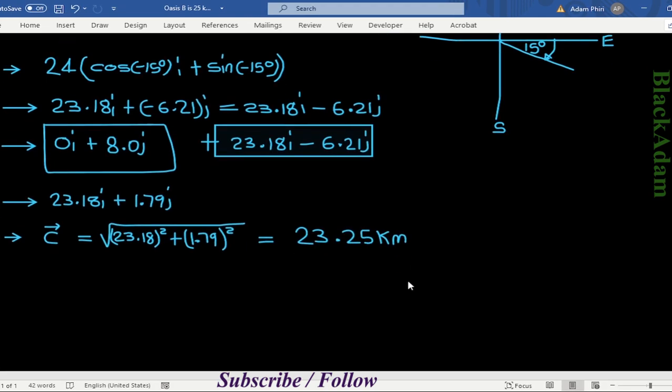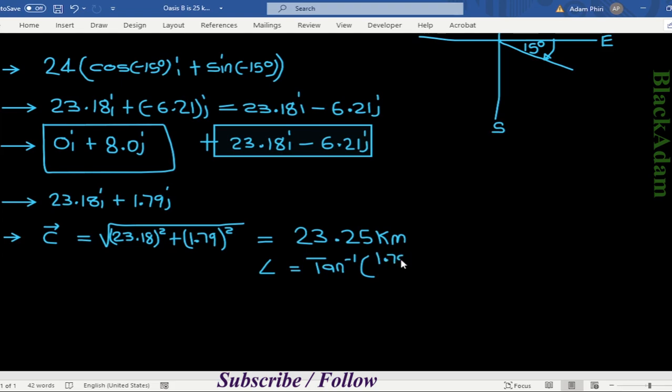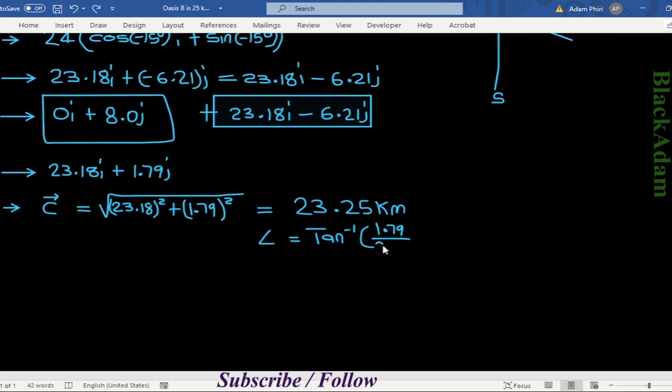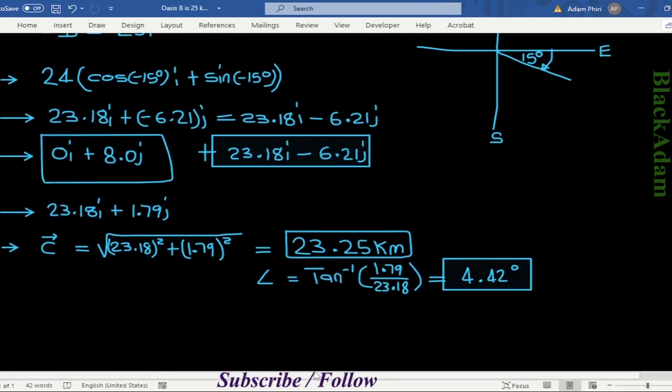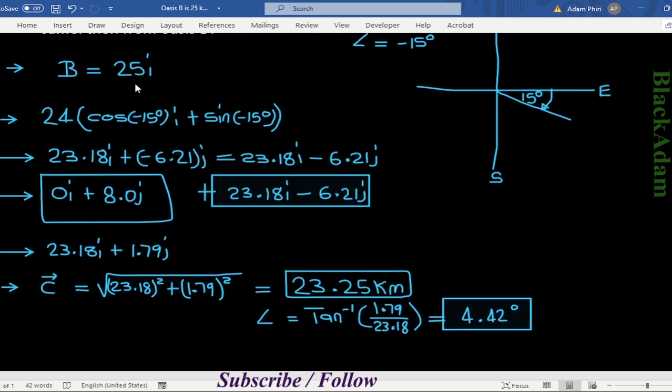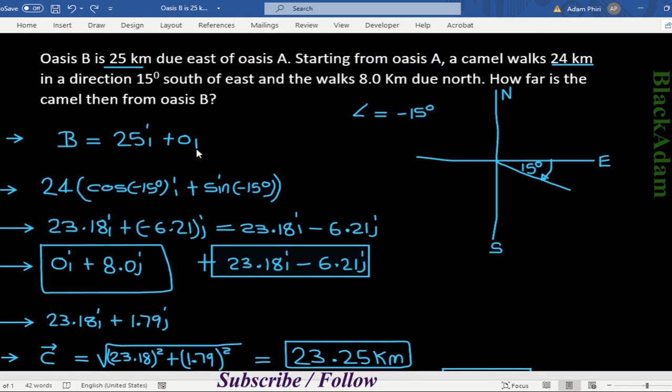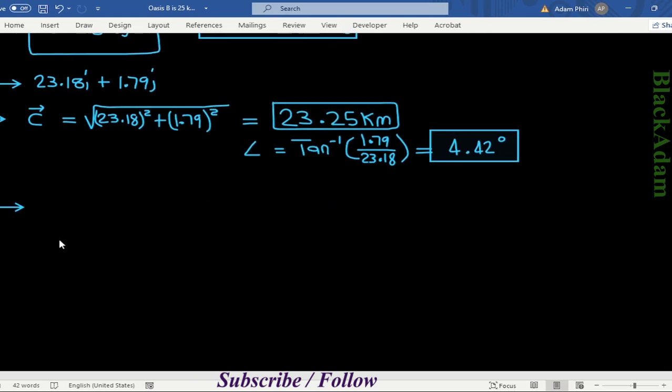So that gives us, using our calculator, 23.25 kilometers. So at what angle is that traveling? So we use inverse tan, that will be 1.79 over 23.18. That ratio with inverse tan giving us an angle of 4.42 degrees. So that is our destination.